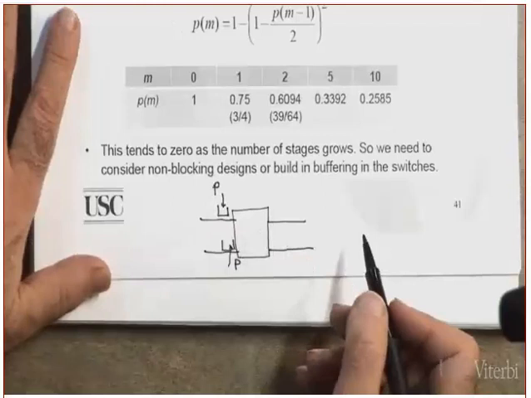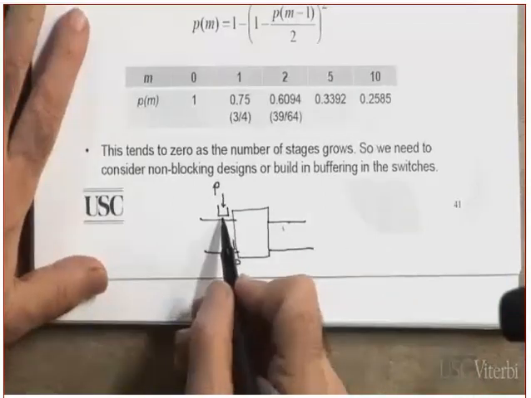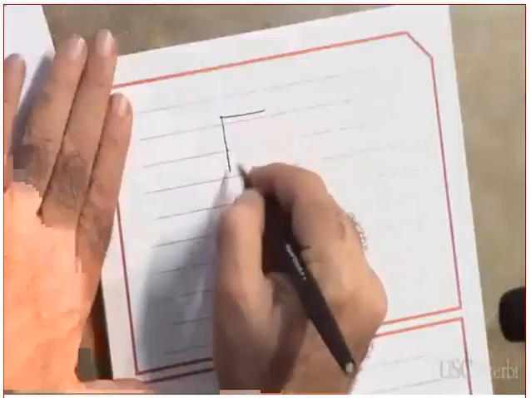It means the probability that there is a cell in here that wants to go to the upper output is 1/2, because the cells are equally likely to be switched to either one of them. So what is the probability that there will be a cell here? It's 1 minus P of M minus 1 over 2. P of M minus 1 is the probability of a cell from the previous stage. When will there be no cell here?